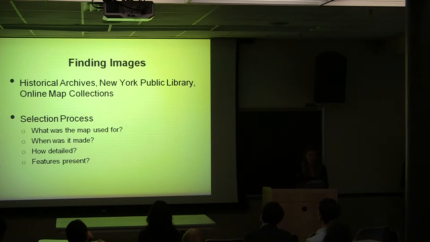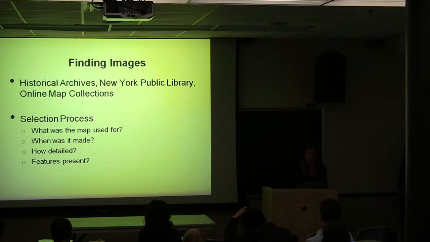The first step in our process was to find images of the area we are examining. This led us to places all over the city with historical map archives, such as the New York Historical Society, New York Public Libraries, and even online map collections. After we found a variety of images, we had to select which ones to utilize.